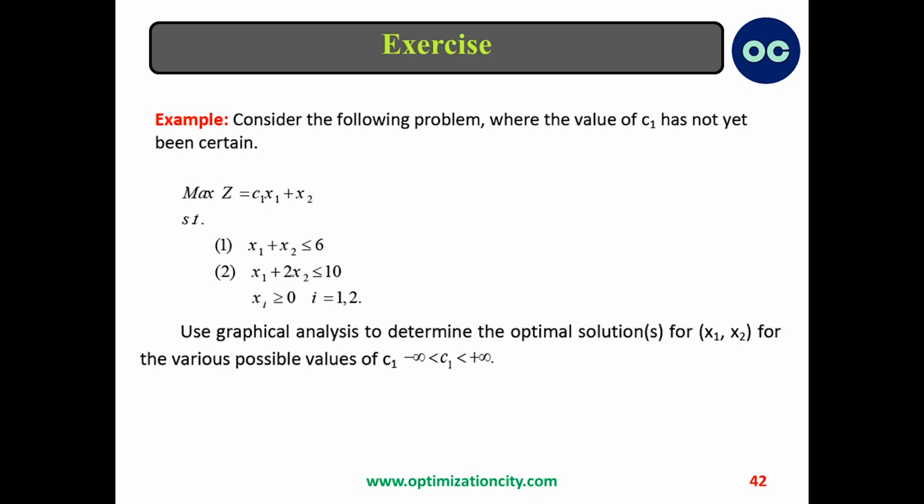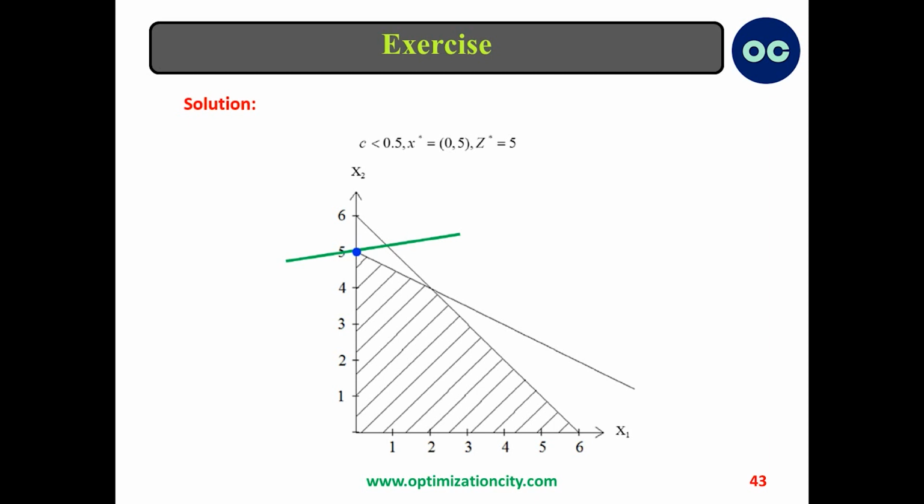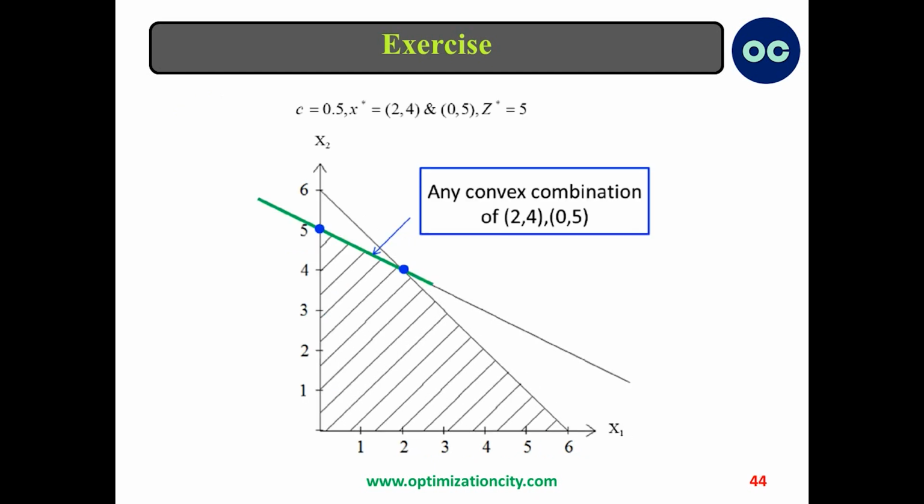So we use graphical analysis to find the optimal solution for different potential values of c1 from minus infinity to plus infinity. If c is less than 0.5, we have a single optimal solution, where z is equal to 5 and x star is 0.5. When c is equal to 0.5, we have multiple solutions. Any point on the line between 2, 4 and 0.5, and we have the same objective function value for all points between these 2 points.